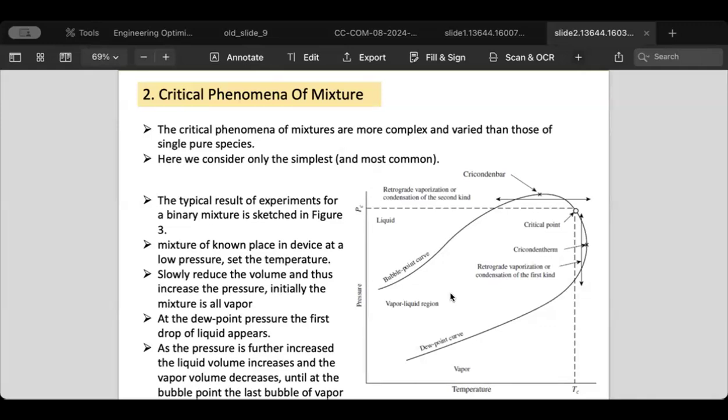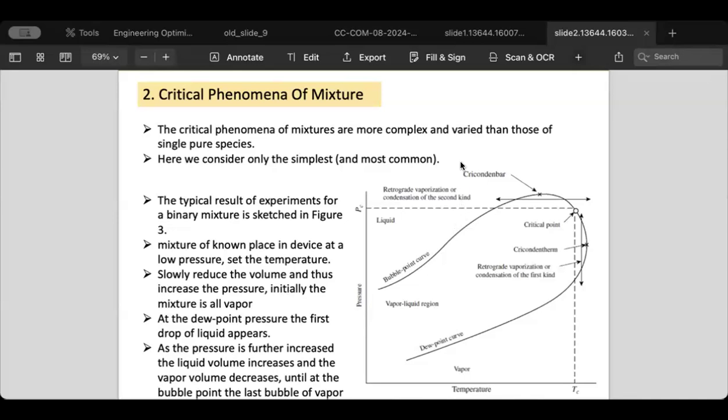And if we further pressurize it, what happens? Finally, we reach the bubble point curve, right? And over here, of course, it's still equilibrium. We call it the bubble point curve. This is the last point where we still have vapor. If we're moving down this way, it is the first bubble, but here it's the last bubble of vapor. Once we reach this point, it's totally condensed and forms liquid, right?